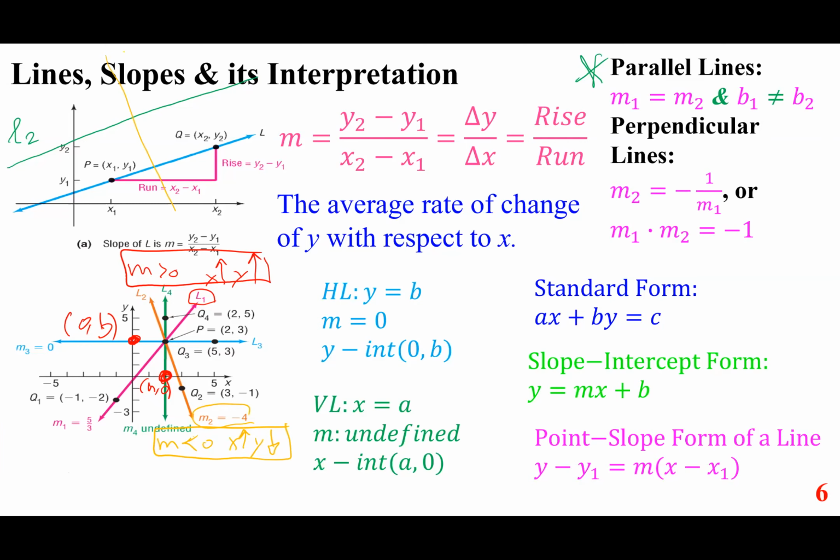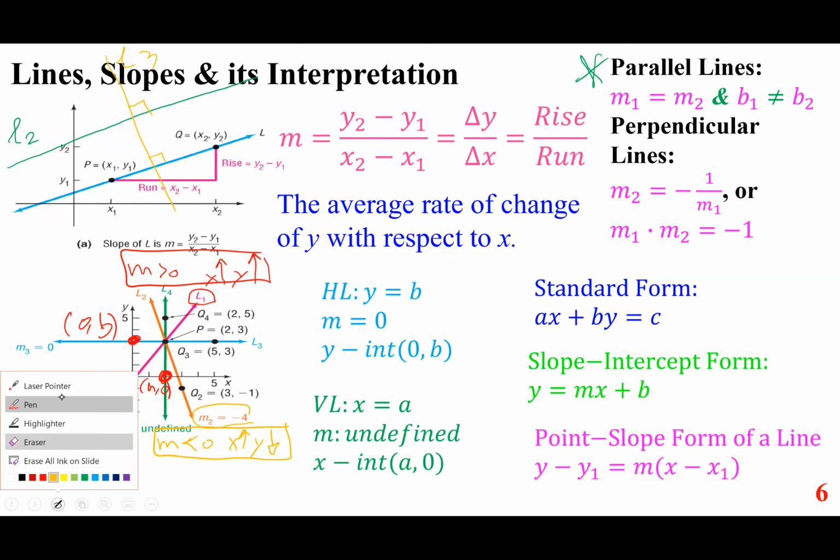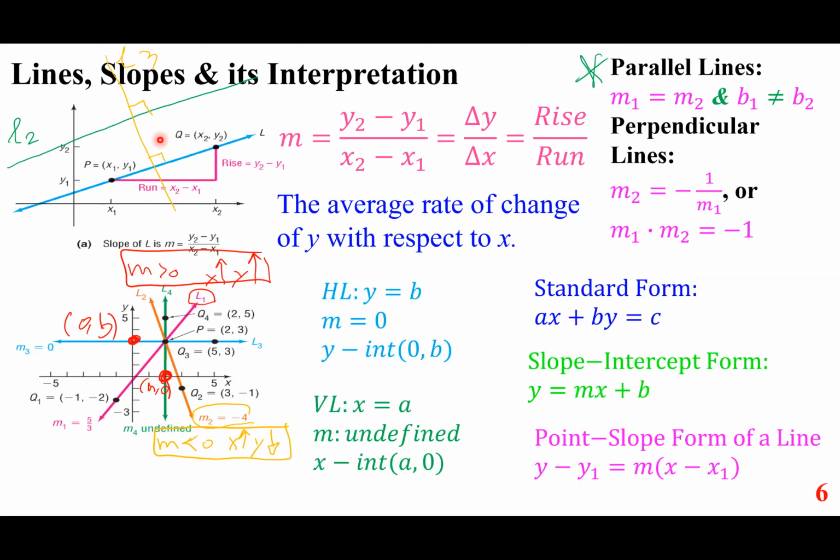And if I call this L sub 3, making a 90-degree angle, here L sub 3 is perpendicular to both lines L and L sub 2. So this line is perpendicular to these two lines, L and L sub 2. So L and L sub 2 are parallel. L sub 3 is perpendicular to both lines.